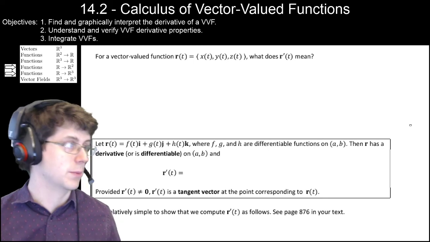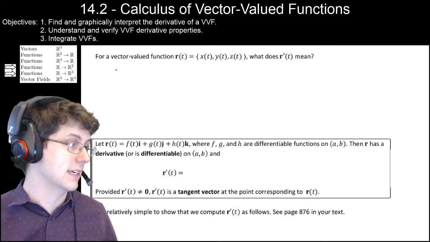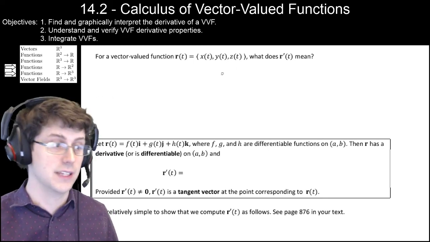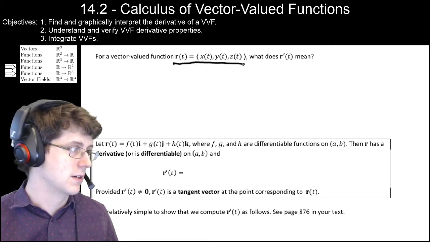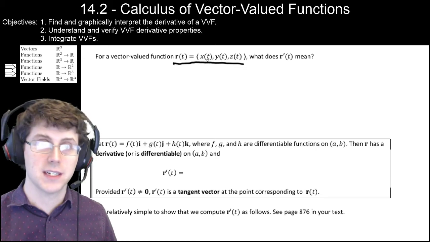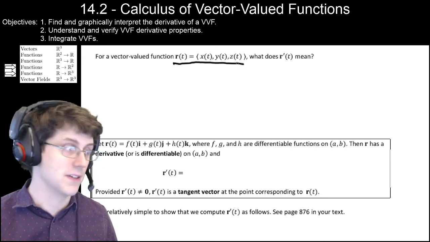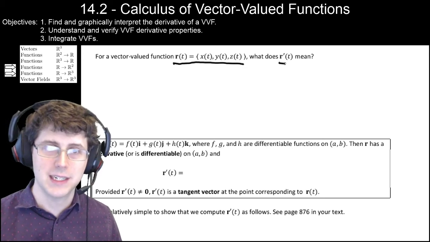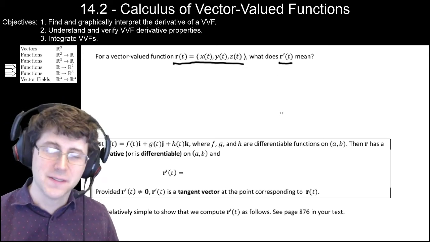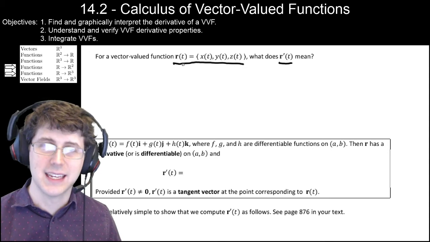So, first up, what are we going to try to do? Well, we're going to try to take derivatives of vector-valued functions. So here's my vector-valued function. We think of it as having a function in the first slot, a function in the second slot, and a function in the third slot, x of t, y of t, and z of t. Well, what does it mean to take the derivative of an object like this?